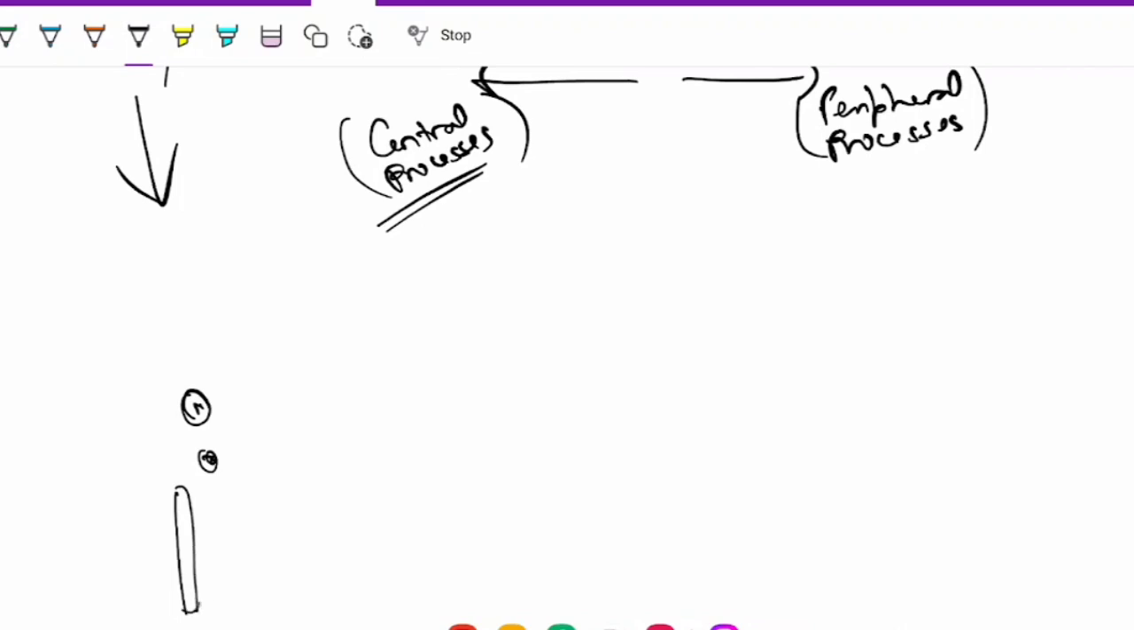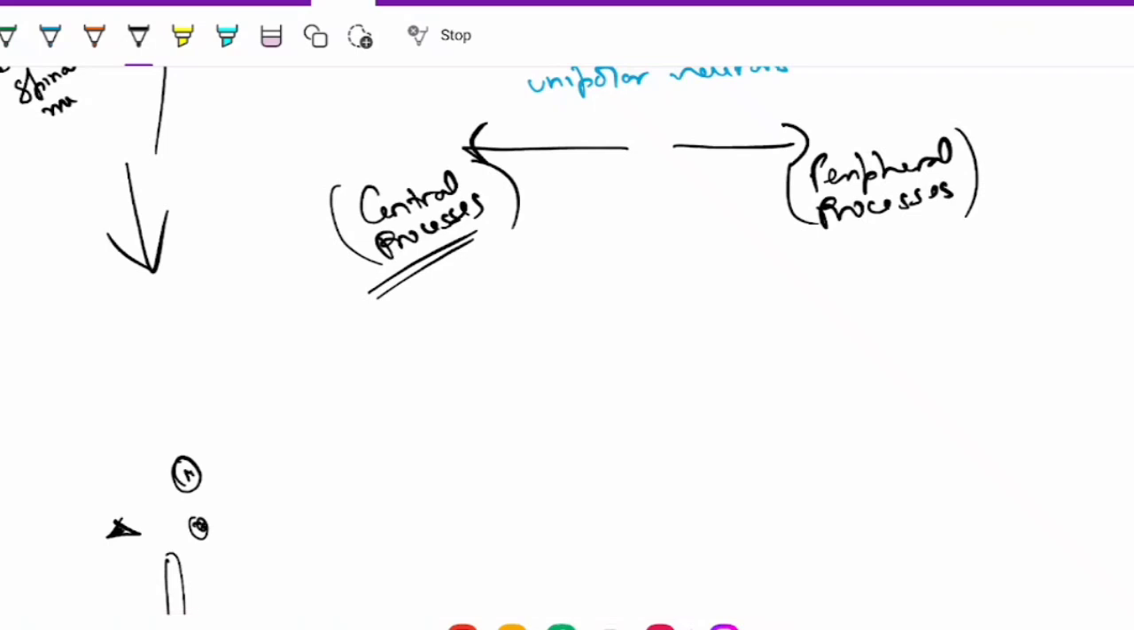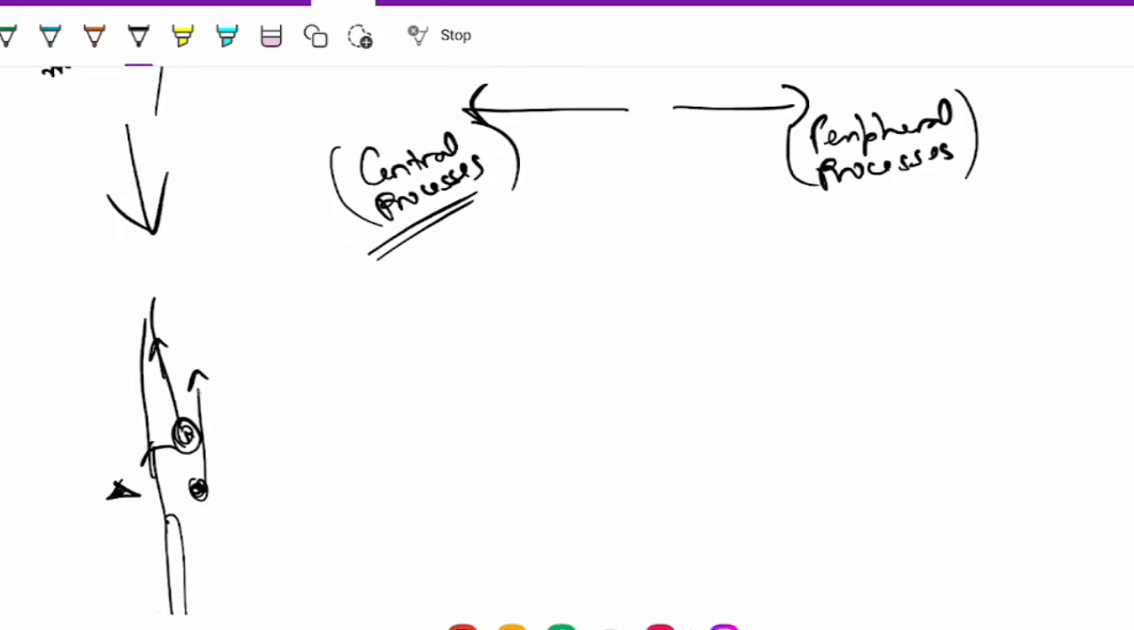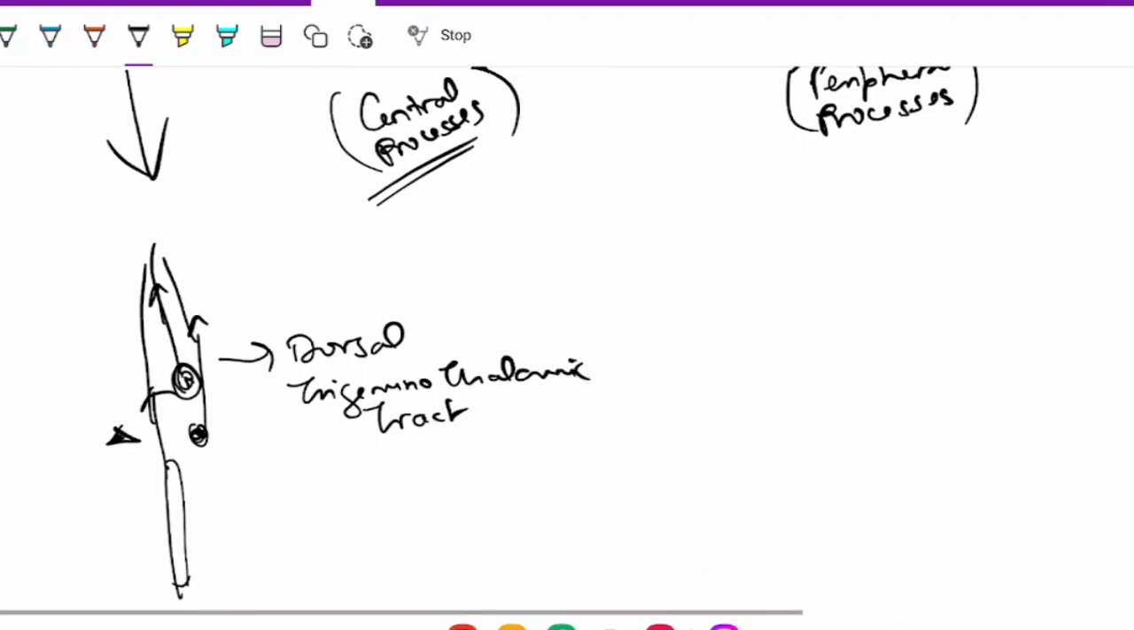It is a bit lengthy, and this is your motor nucleus, triangle. Now what happens is the ascending fibers of the sensory nucleus, mesencephalic, they go up. Now you'll ask, up where? They give rise to a tract known as dorsal trigeminothalamic tract. Dorsal trigeminothalamic tract. They ascend upwards.